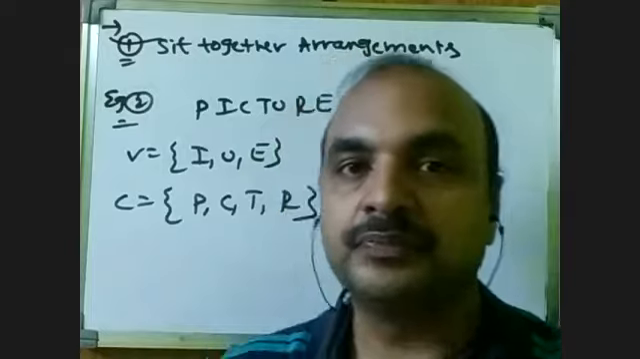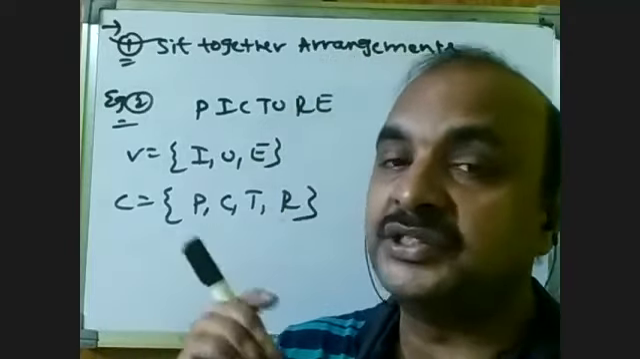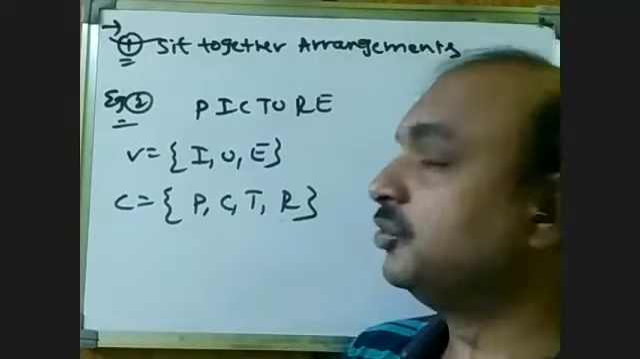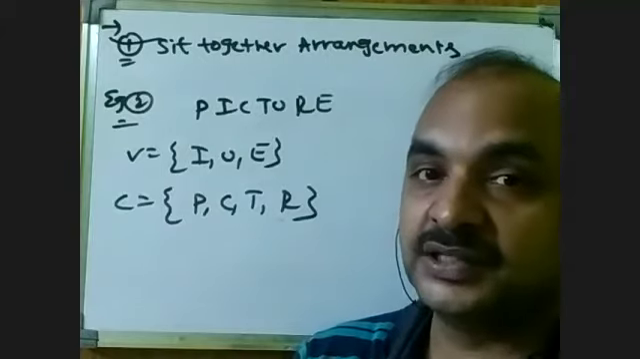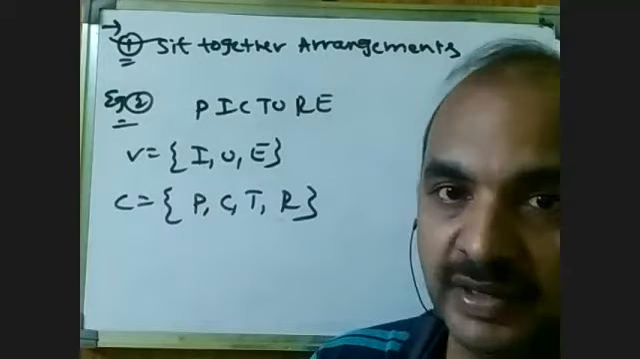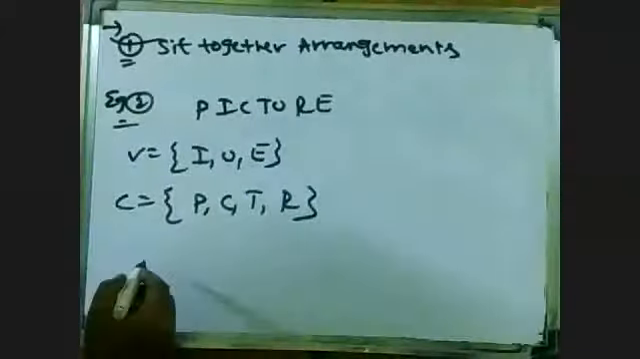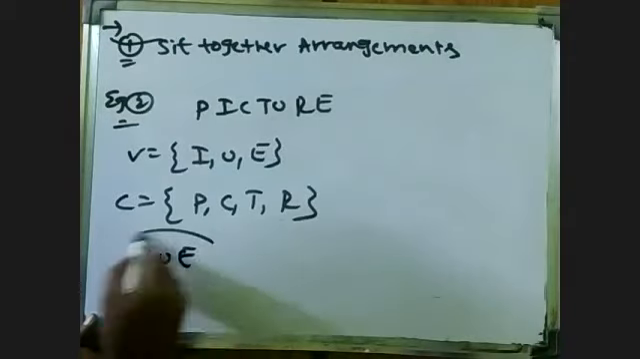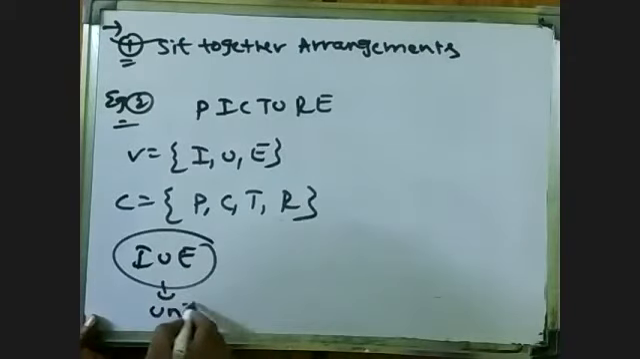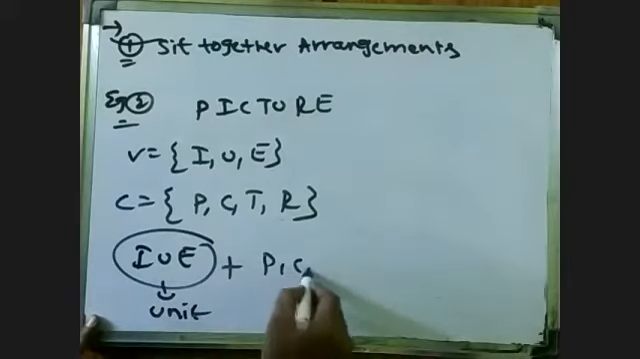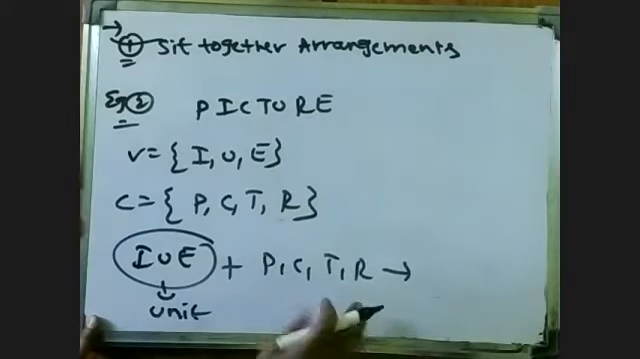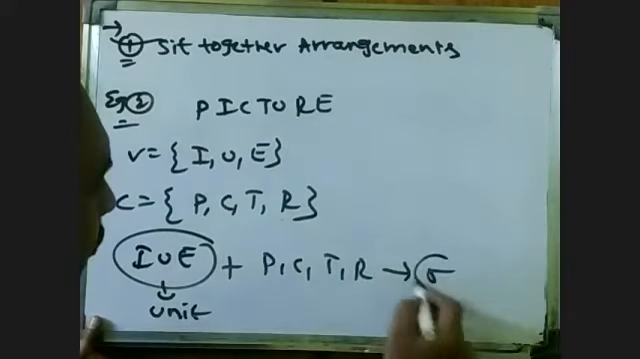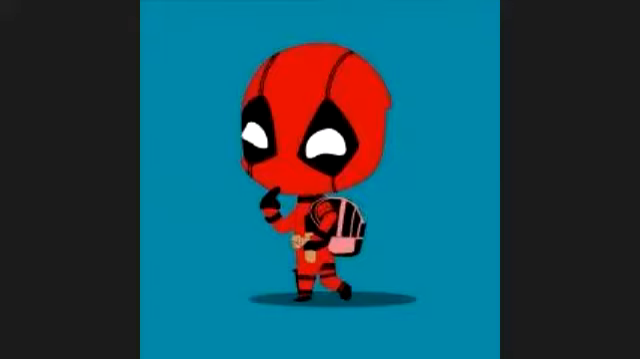I should arrange in such a way that all vowels should come together. Very simple, we can do it. Now, you consider this IUE as one unit, plus the remaining P, C, T, R. Total 4 plus 1, how many? 5 objects you're having.